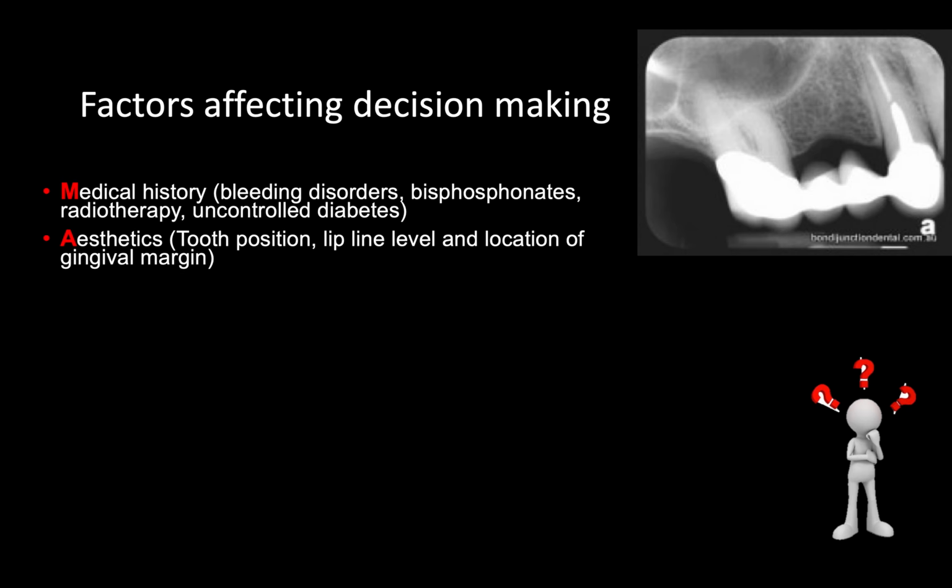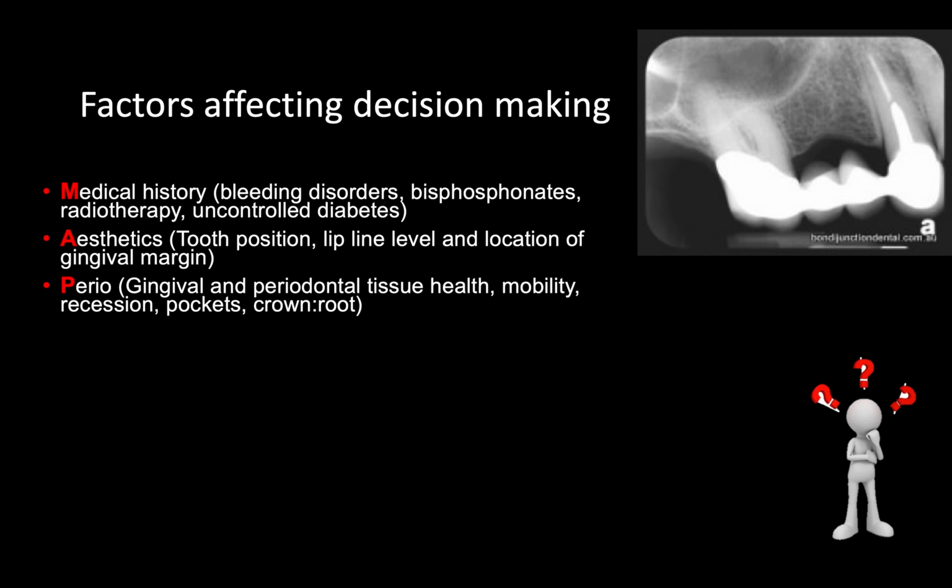We should also look at the aesthetics. If we're doing surgery on the maxillary anterior teeth, we should look at the patient's lip line level. If the patient has a high lip line, one of the complications or disadvantages of some flap designs is recession of the gingiva. So if the patient has a high lip line, or if they have multiple crowns on the anterior teeth, there is a risk of recession and exposure of the crown margins. These are things that should be discussed with the patients before attempting the surgery.